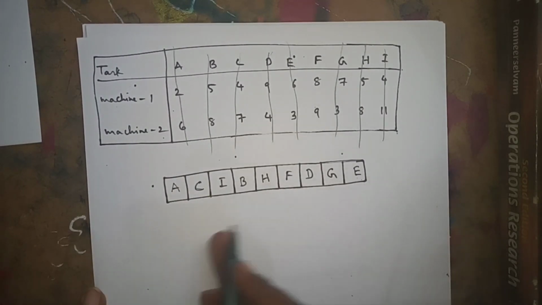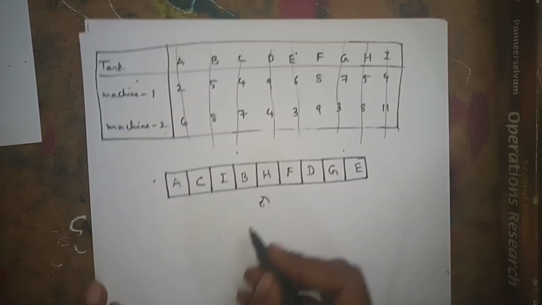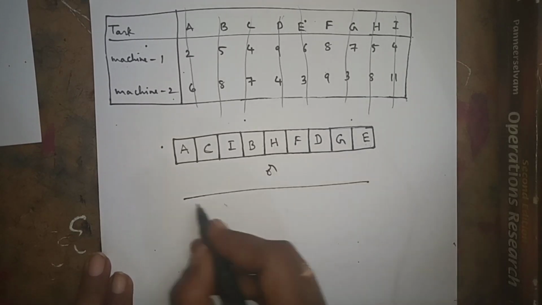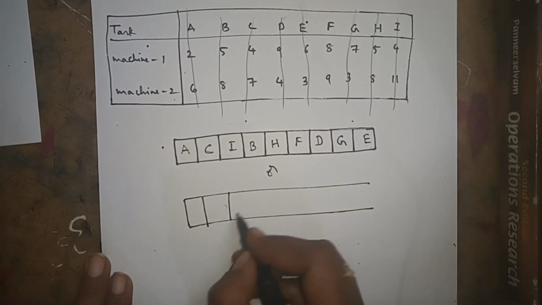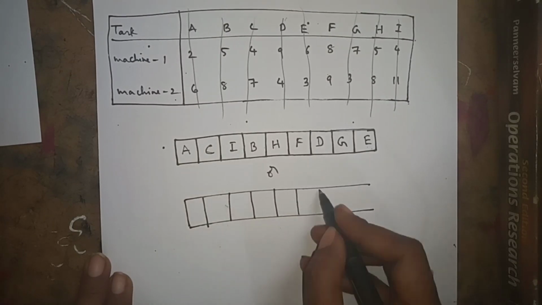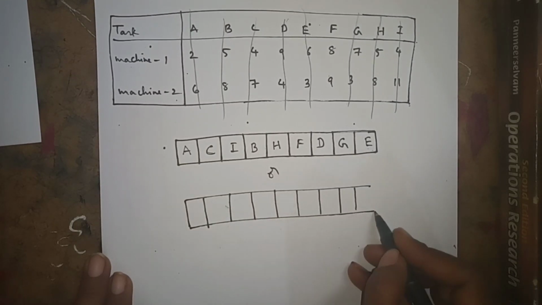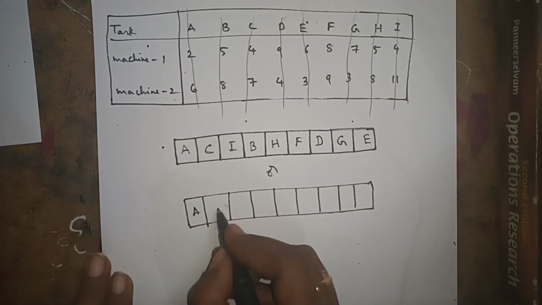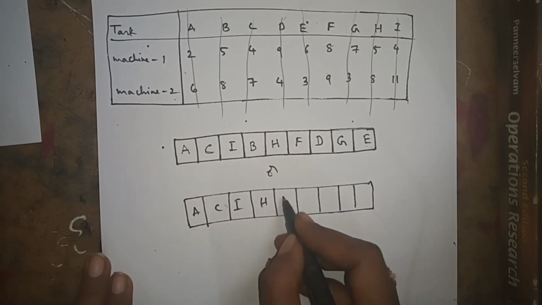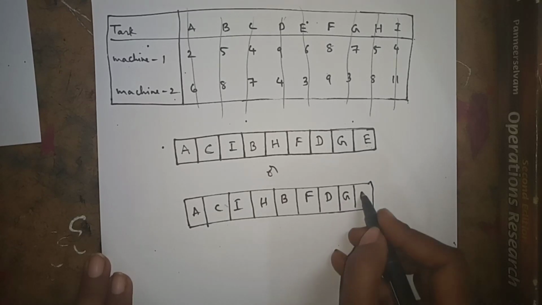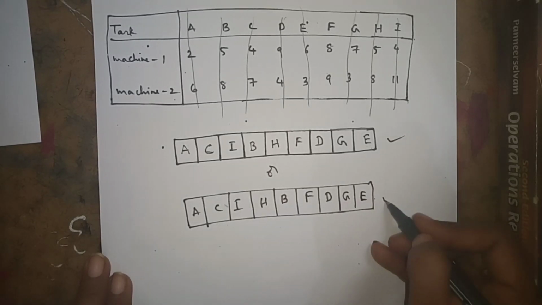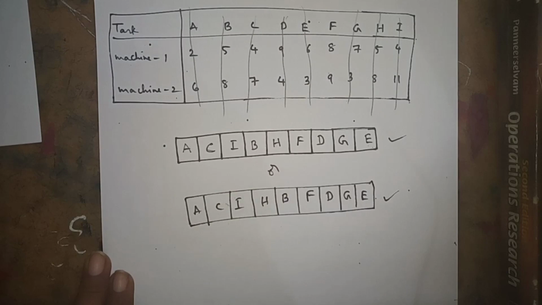Now this is the sequence. You can write the sequence like this or another sequence, the same sequence: A C I H B F D G E. Both this is also correct, this is also correct. This is a shortcut method, you can do it like this also.